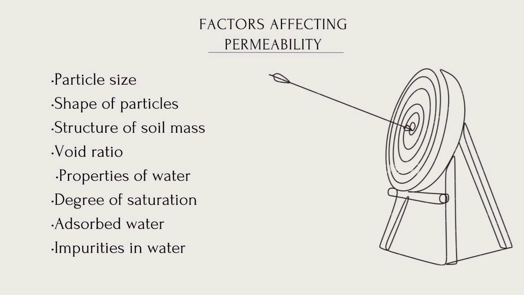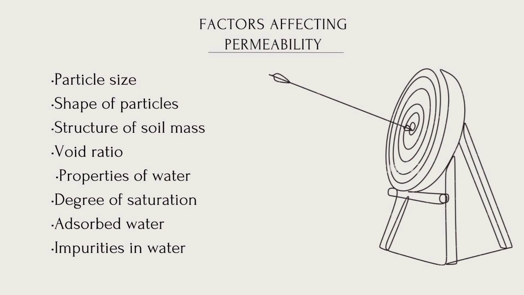So third, shape of the soil particle. The rounded particles will have more permeability than angular shaped. It is due to the specific surface area of angular particles being more compared to the rounded particles.